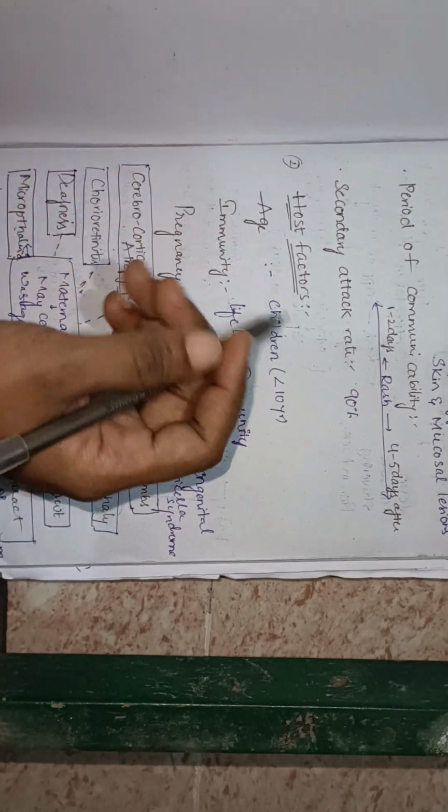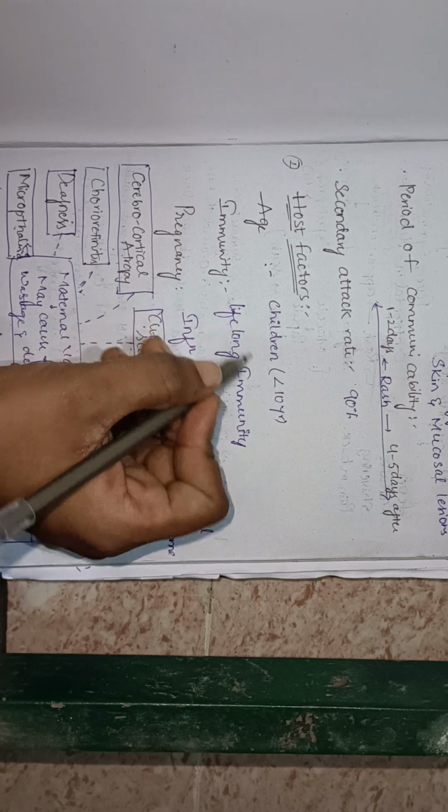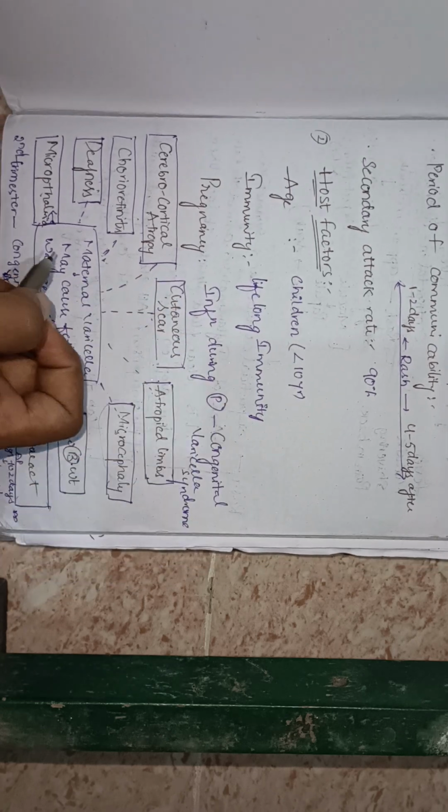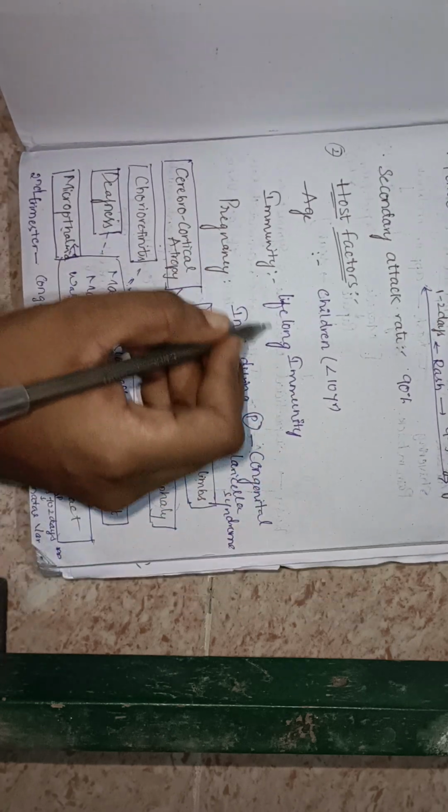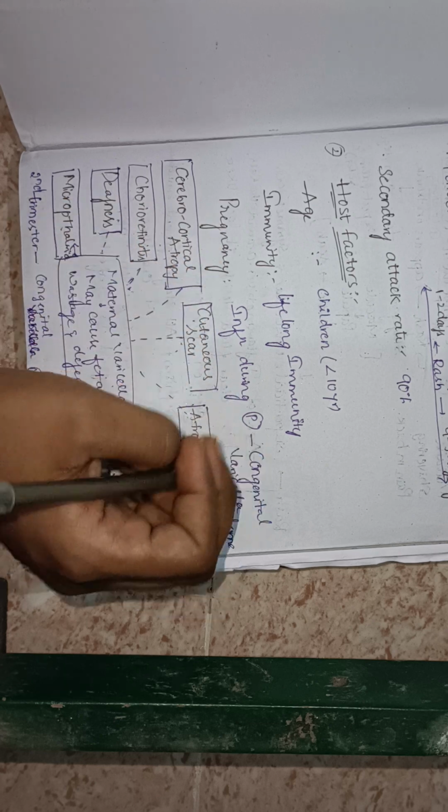Next comes the host. Host factors are age, immunity and pregnancy. Age is less than 10. Immunity means lifelong immunity; once attacked, it gives lifelong immunity. Pregnancy can lead to congenital varicella syndrome.